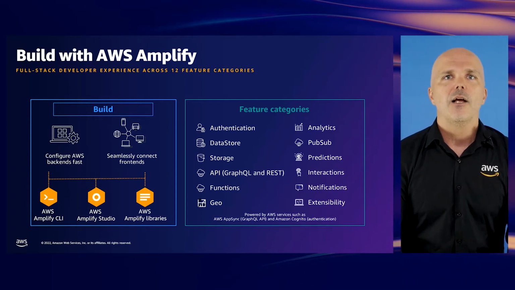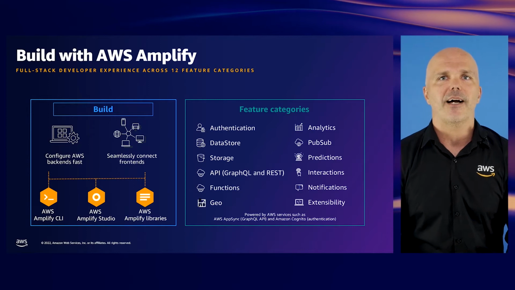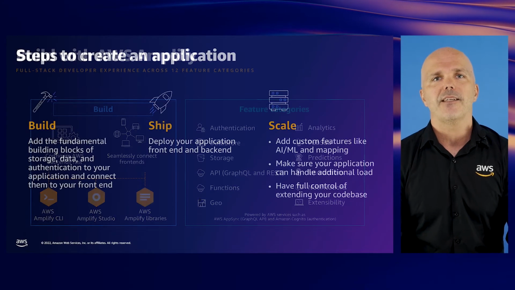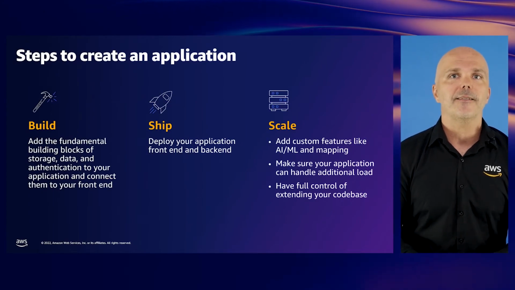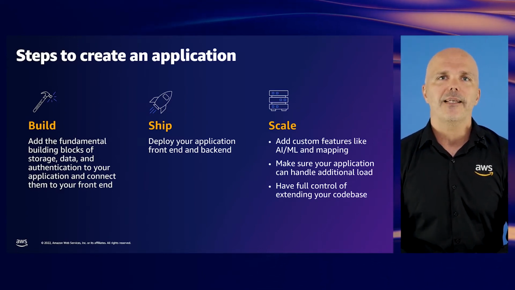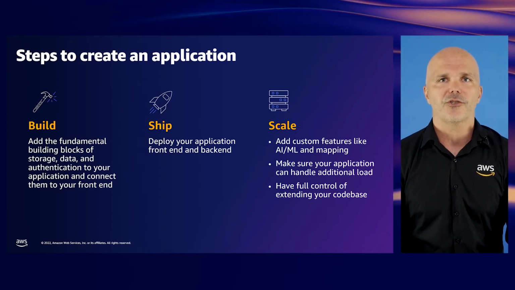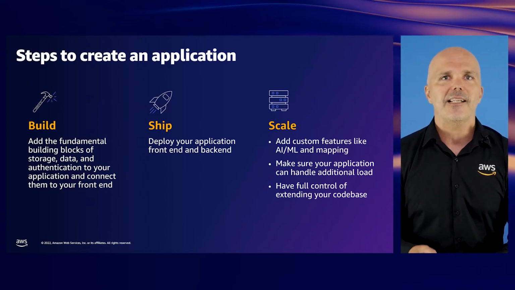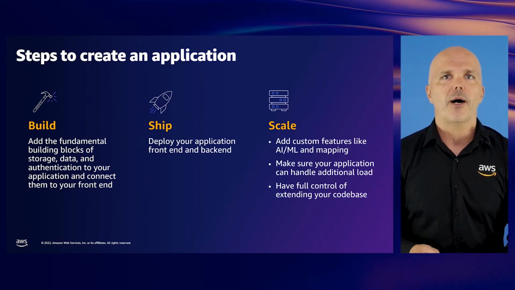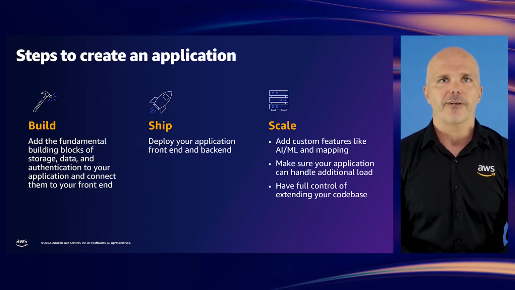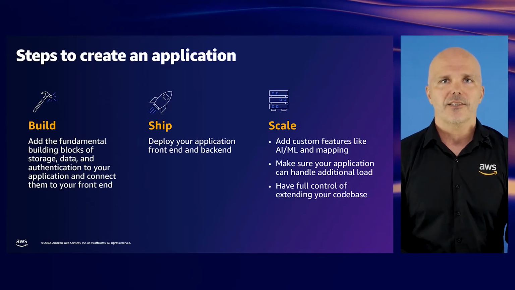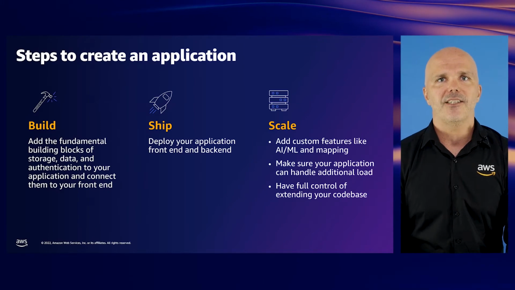We also see a nice correlation between Amplify's capabilities and the typical steps that go into building a typical application. Steps like these. First you build it, then you ship it, and finally you need to scale to meet demand. In the building phase, you add the fundamental building blocks like storage and data and authentication inside your application and then connect those things to your front end. The front end can be web or mobile and written in your favorite framework using your favorite tooling. Next, you need to release your application out into the world. Customers have to use that application, so you need to ship it fast.